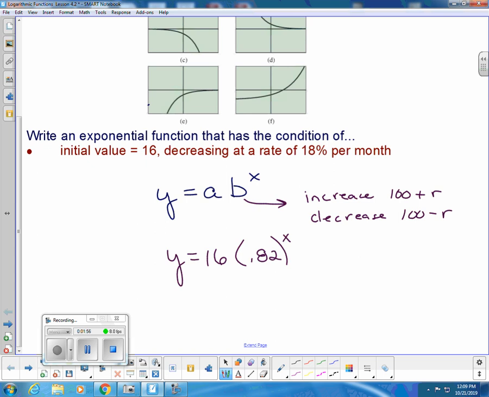Pretty easy breezy. Now if it said continuous, that's when you use the Pert formula, and decreasing it would be negative. But it didn't say continuous. We're changing a certain percent per year, per month in this case.